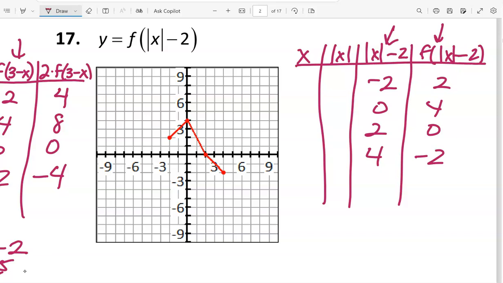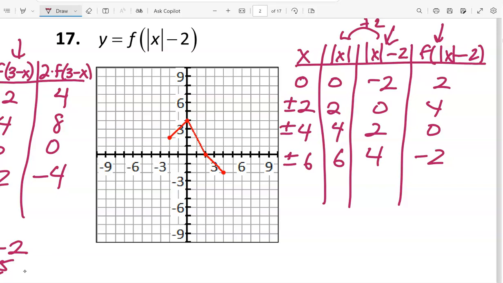In order to move from the absolute value of x minus 2 to the absolute value of x, we're going to add 2. So adding 2, and then if the absolute value of x is equal to 0, x must be 0. If the absolute value of x is equal to 2, then x must be either positive or negative 2. Similar for 4 and for 6. So now we actually have many more points to graph than the original function had.